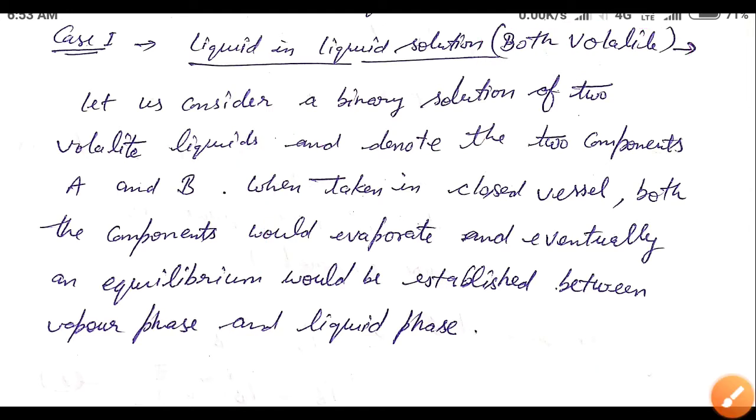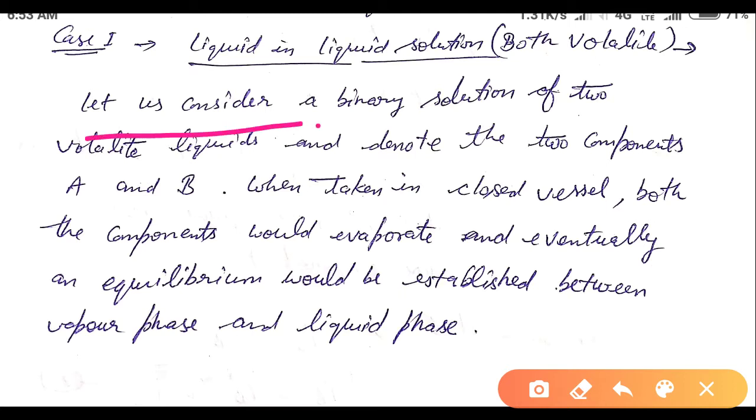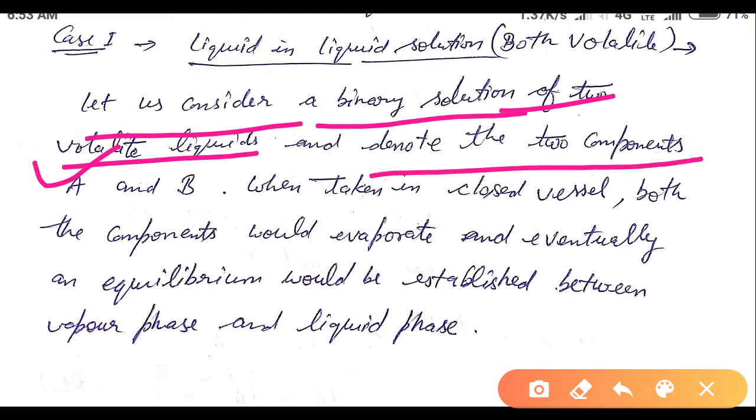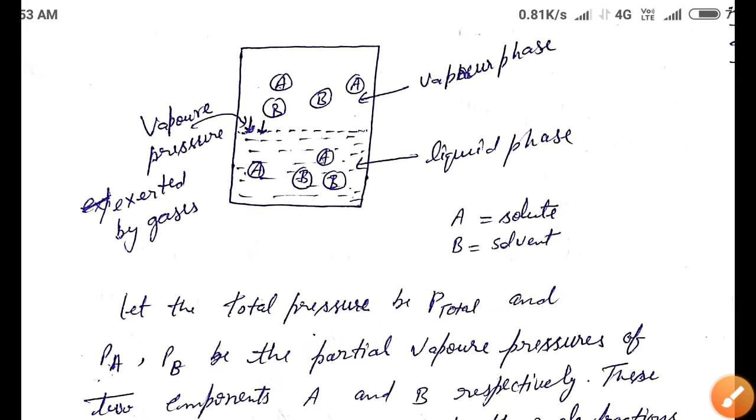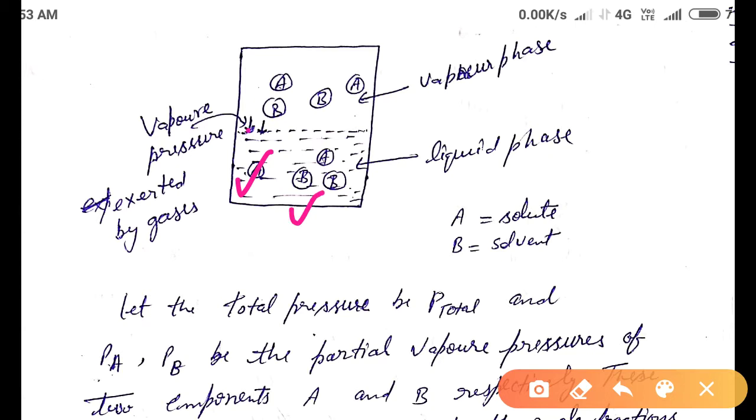Now let us consider a binary solution of two volatile liquids, and denote the two components A and B. In this diagram, the two components A and B, both volatile, are taken in the solution.